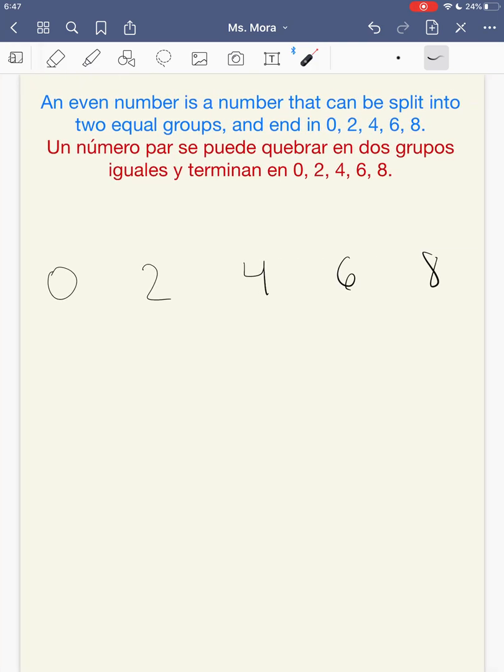So, an even number, guys, is a number that can be split into two equal groups. And it always ends in 0, 2, 4, 6, or 8 in the ones place.